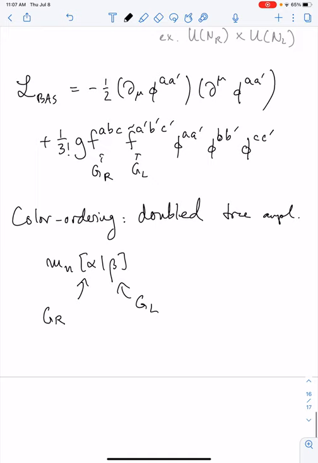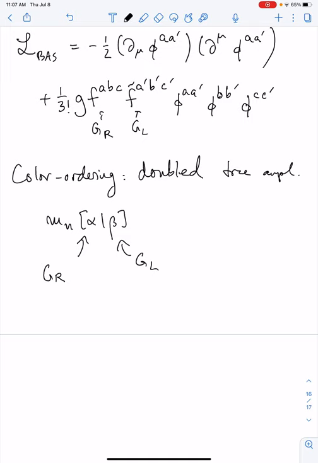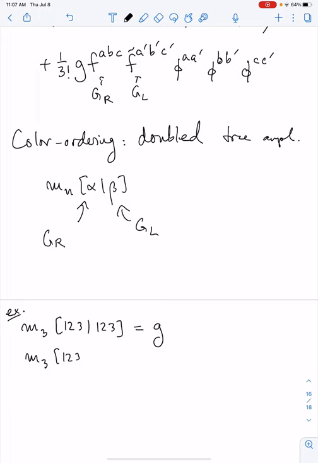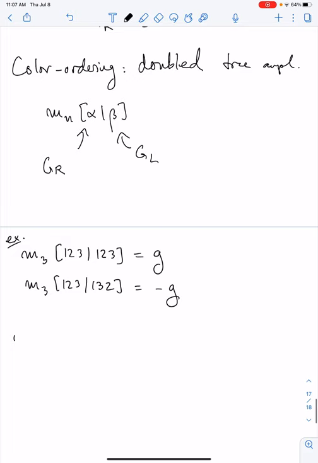So there's double color ordering with respect to each case, and so let me give examples of what these color ordered amplitudes are. At three point, I could have a color ordering which would be the same, and that simply gives me G from the cubic interaction. But I could also have flipped the ordering in the second part. That's going to cost me a sign because of the antisymmetric nature of the interaction, so that's going to give me minus G. When you look at the color ordered amplitudes, you have to include only diagrams that are compatible with both of the orderings.